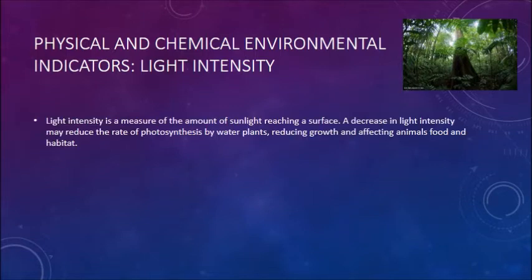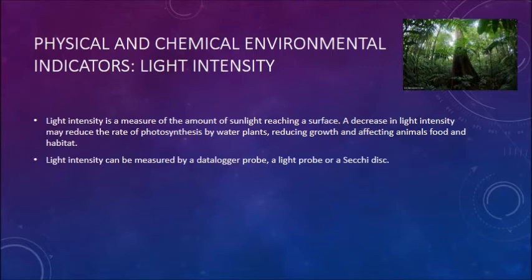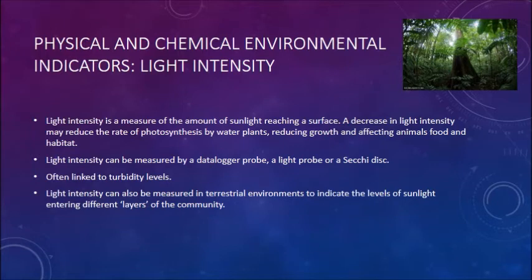All right, the next thing I'm going to look at is light intensity, which we can measure. It's the measure of the amount of sunlight reaching a surface. So a decrease in light intensity reduces the rate of photosynthesis, reducing the growth and affecting animals' food and habitat. It's very, very linked to turbidity, and you can measure it kind of the same way with a light probe, which is a data logger, or a Secchi disc again. As I said, it's linked to turbidity levels. The more turbidity, the less light intensity.